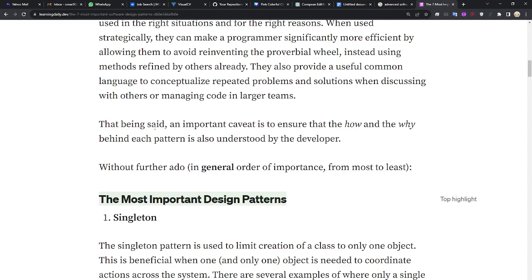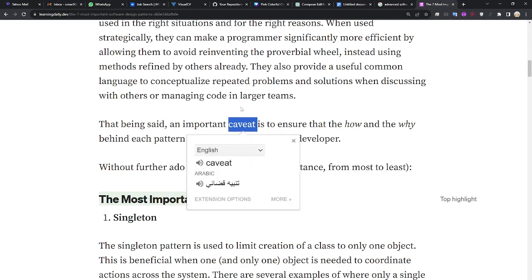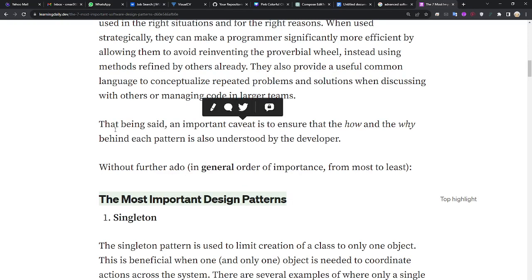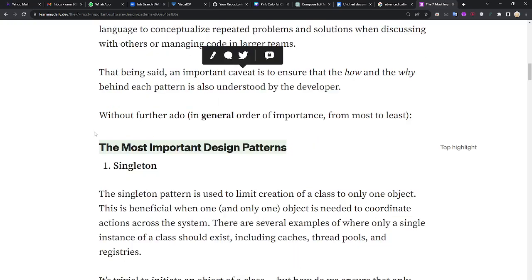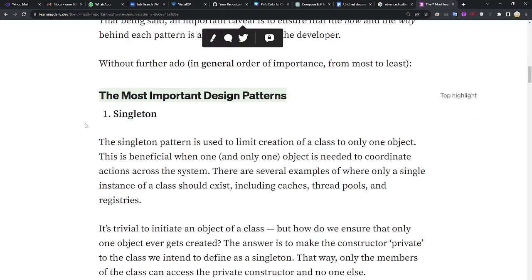That being said, an important caveat is to ensure that the how and the why behind each pattern is also understood by the developer. Without further ado, in general order of importance from most to least, the most important design pattern: singleton.